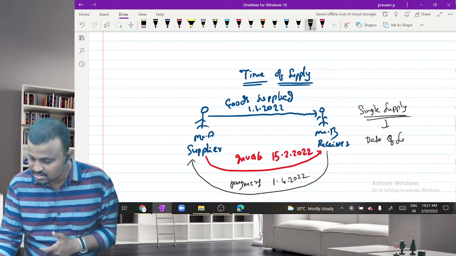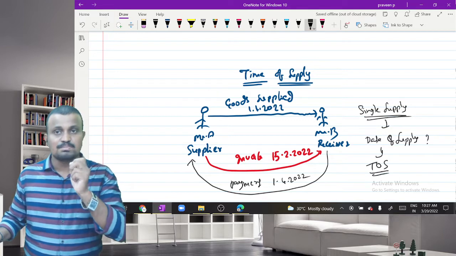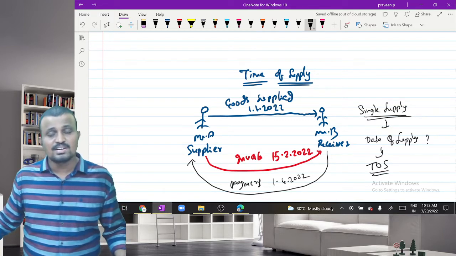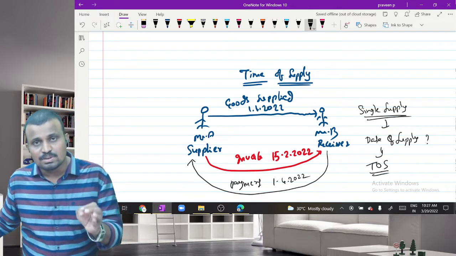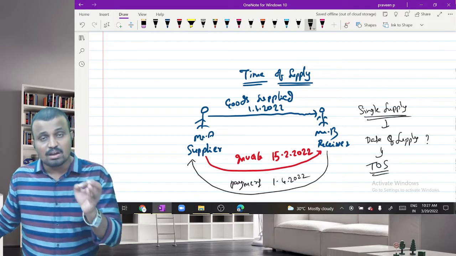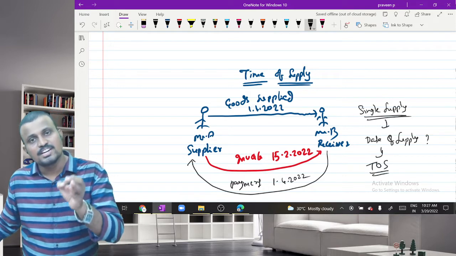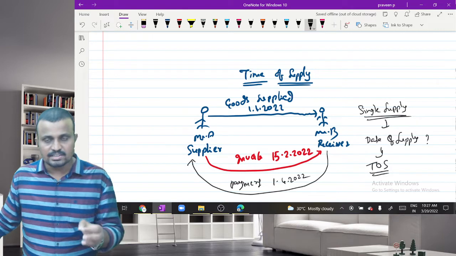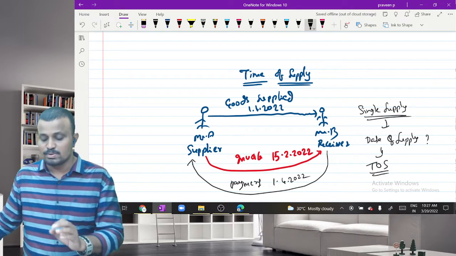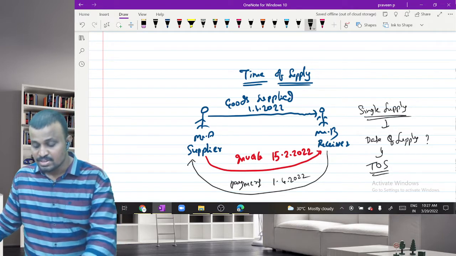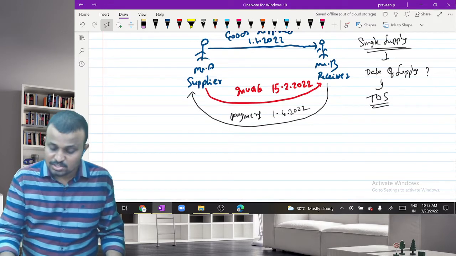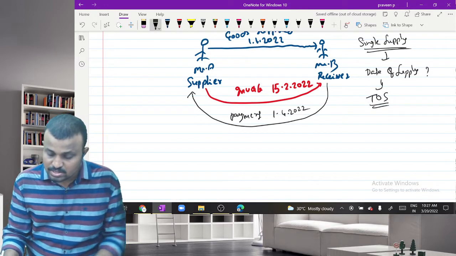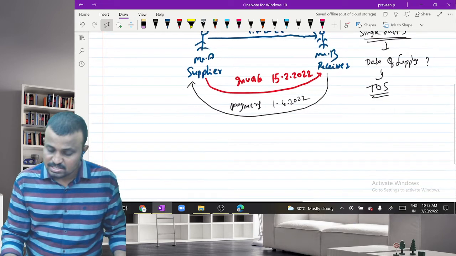So what is the date of supply among these dates? That is provided by time of supply. Time of supply is nothing but the date on which the total supply is deemed to be provided. The date on which the total supply is deemed to be provided is said to be the time of supply. So in this chapter, we are going to discuss three sections.